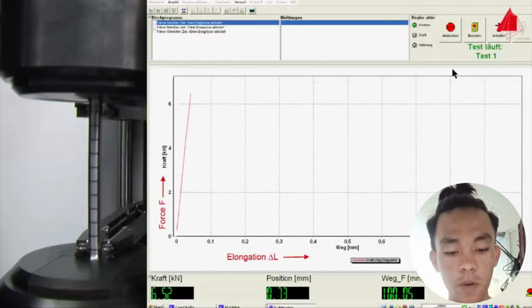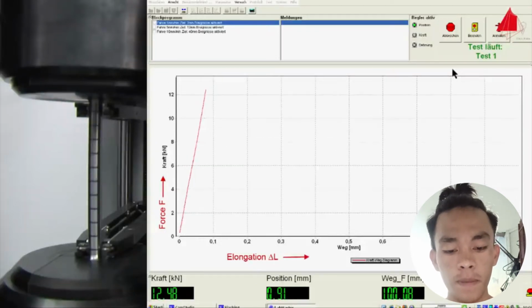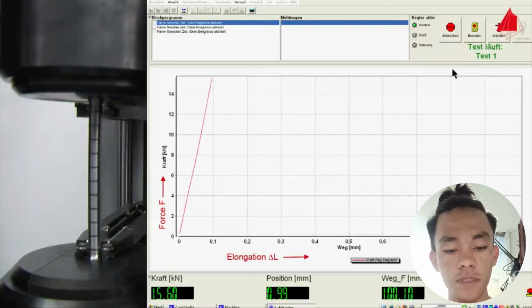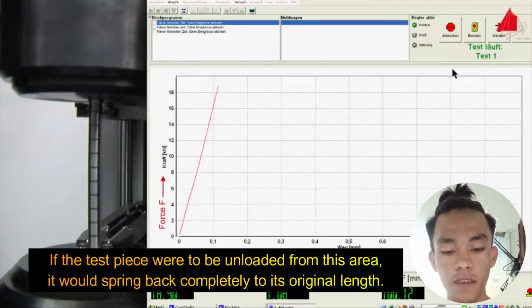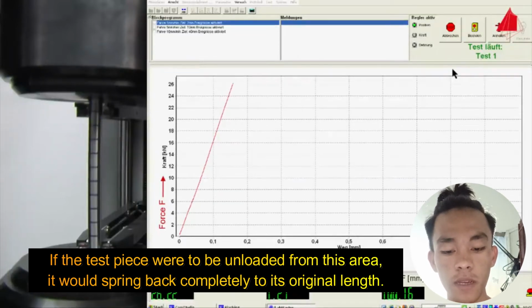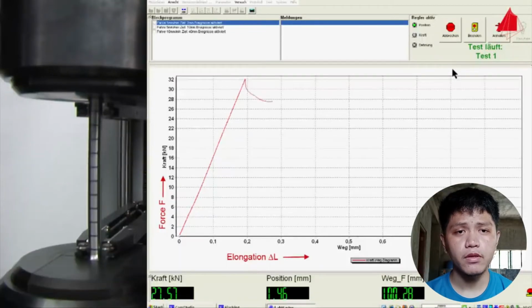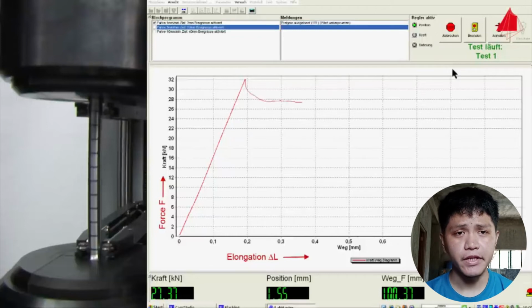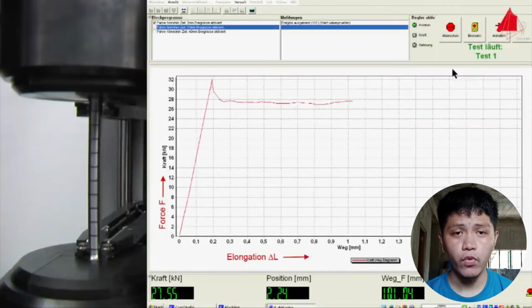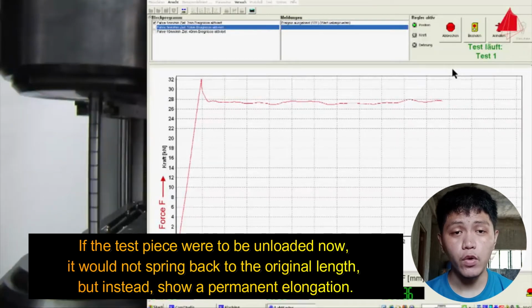Force and elongation are proportional and form a steep straight line in the diagram. In this area, the material behaves elastically. If the test piece were to be unloaded from this area, it would spring back completely to its original length. In materials with yield point phenomenon, the end of the elastic area can be seen clearly. The plastic deformation starts abruptly and is accompanied by a sudden drop of force. If the test piece were to be unloaded now, it would not spring back to the original length, but instead show a permanent elongation.